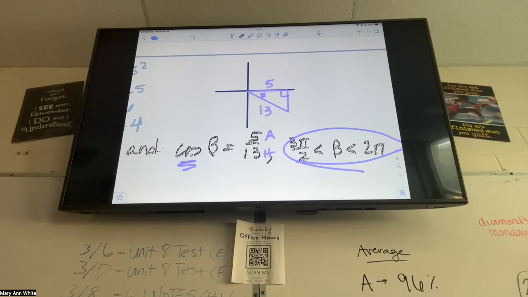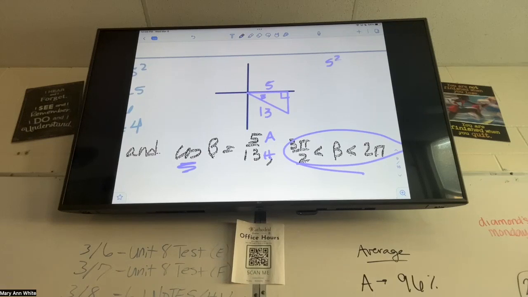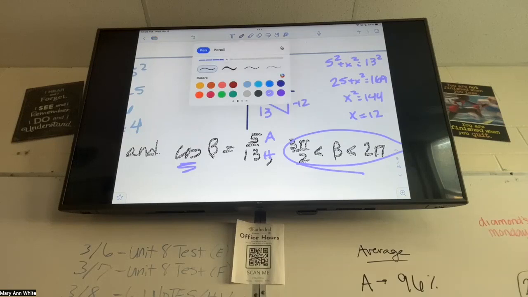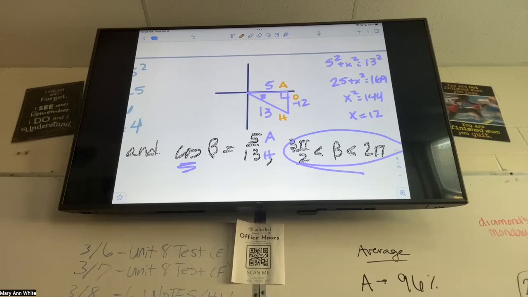Can you find the missing side? Yes. When I put that 12 on my picture, is it gonna be positive or negative? Negative, because we're going down. And I'm also gonna label opposite, adjacent, hypotenuse, just so I am ready to go.